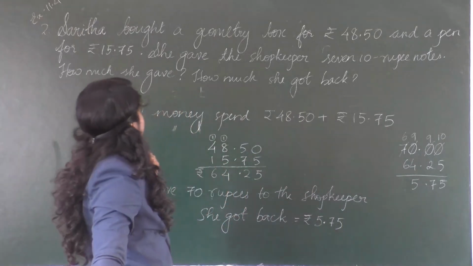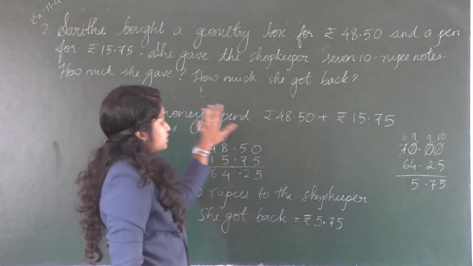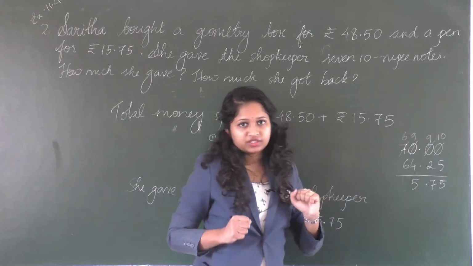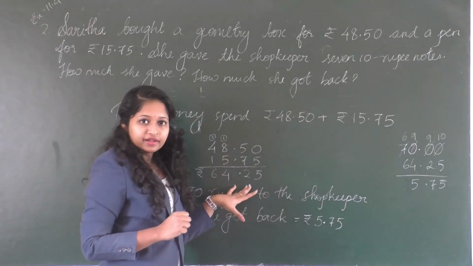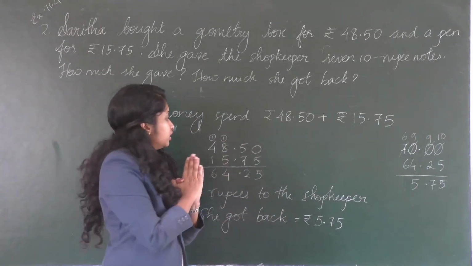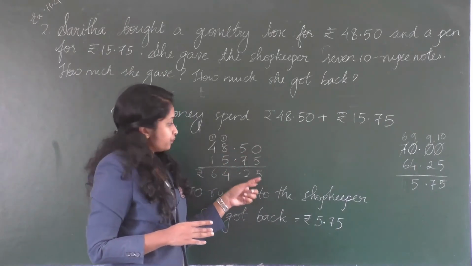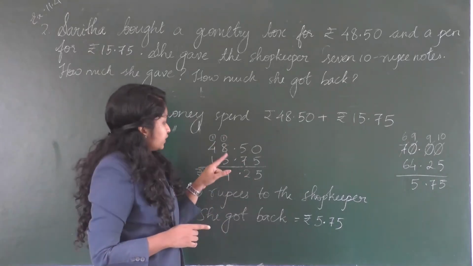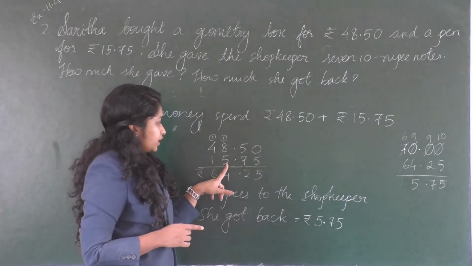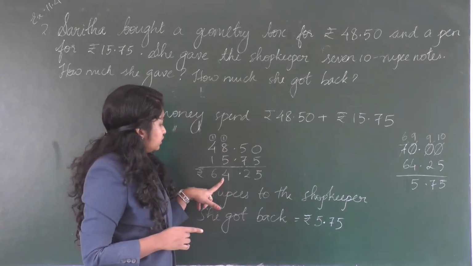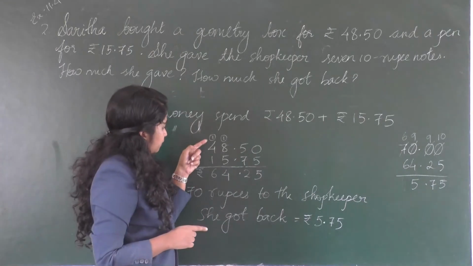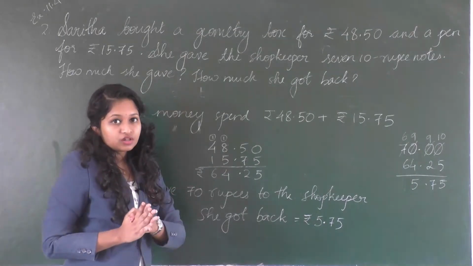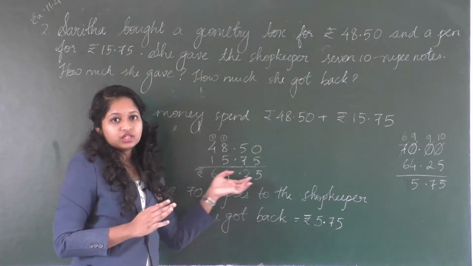Okay, let's start. So the total money spent is rupees 48.50 plus rupees 15.75 paise. So we should add it as usual. 0 plus 5 is 5, 5 plus 7 is 12, write 2 here and 1 as carry. When you add 1 plus 8 plus 5 we get 14. Write 4 here and 1 as carry, and 1 plus 4 plus 1 we get 6. Okay, so the total cost is 64 rupees 25 paise.